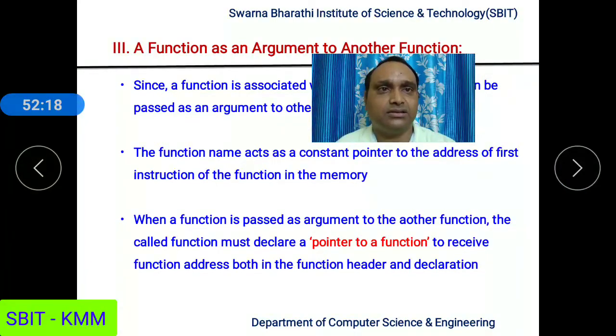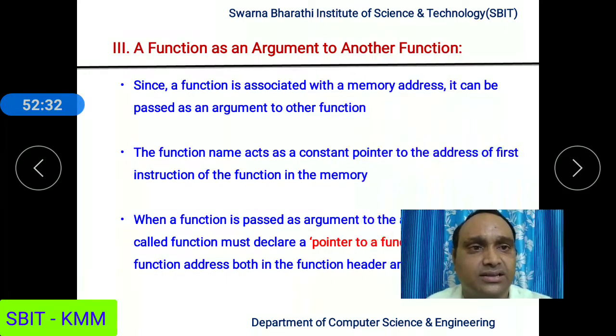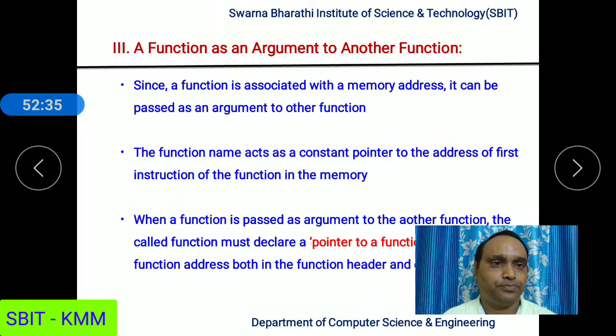And then what is the third point? When a function is passed as an argument to another function, the called function must declare a pointer to a function to receive that function address, both in the function header and the function declaration. So this is compulsory. Because when you are passing one function as an argument to another function, in the other function you must have a proper pointer which can point to the address of the function. Then only this function is received as an argument by the called function. In the called function, you must have a pointer.